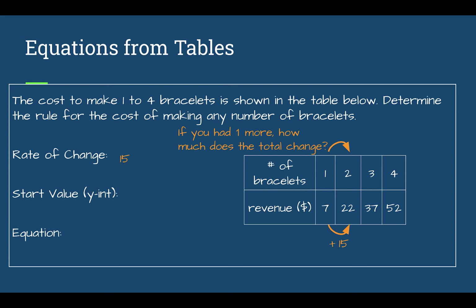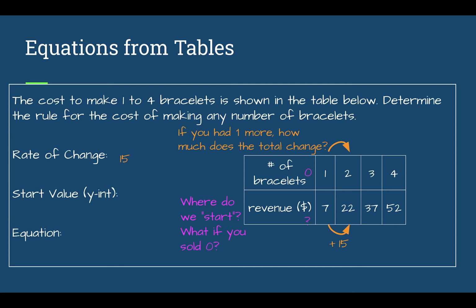Now, to find our y-intercept, we're going to look at both ways that we could do it. Either way, we need to look at and figure out where do we start. So starting in this case would be, what if we sold 0? Well, 0 is not in our table. If it was there, we could just choose the number that's with it as our y, and that would be our y-intercept. But since it's not there, we need to figure it out.